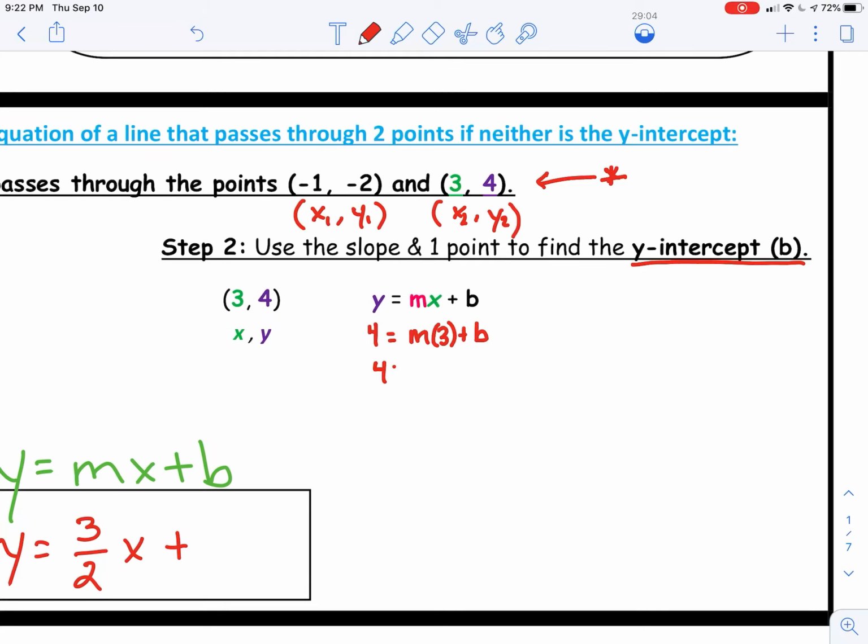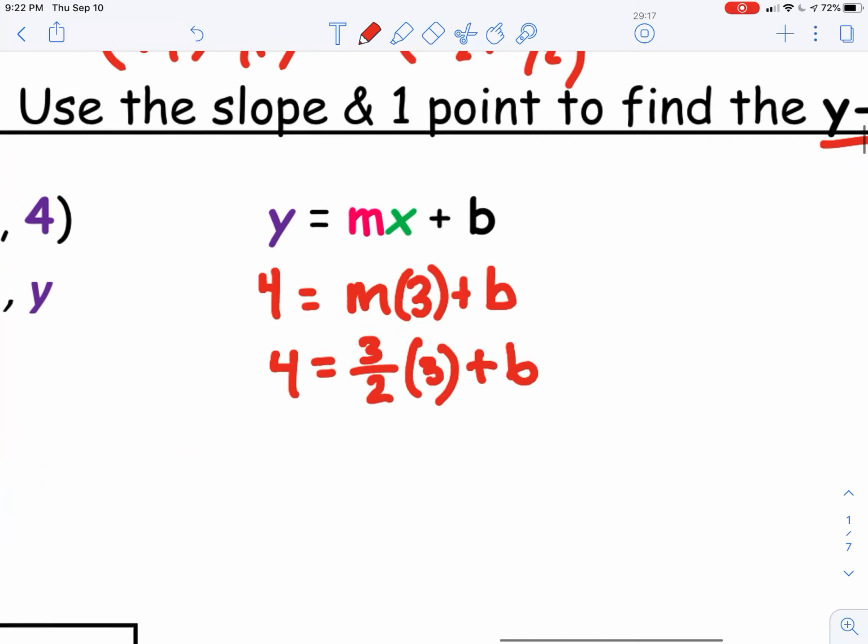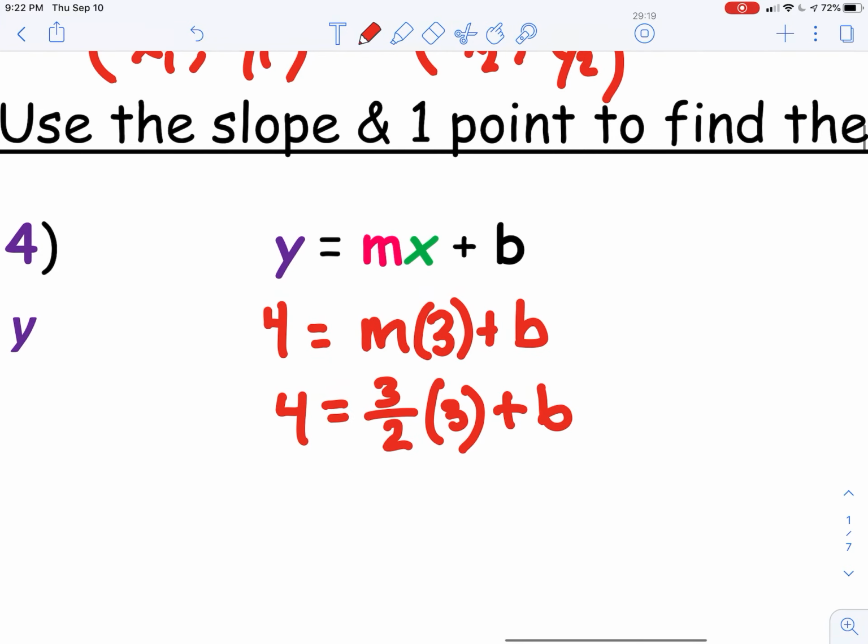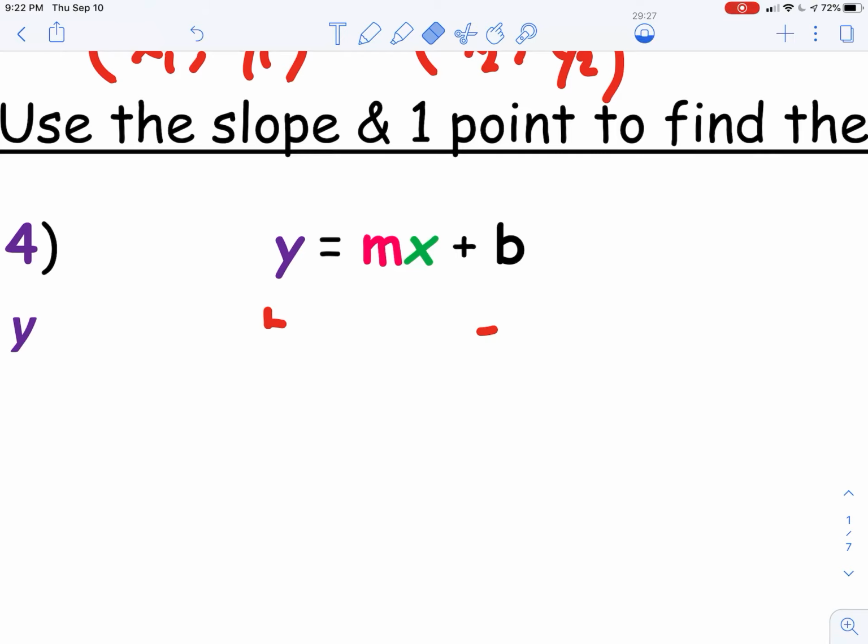And I'm going to multiply this out. I have 4 equals, I need to put my slope back in there. I'll do it right here. 3/2 times 3. I should have put it in up there, but I know if I try to erase it, I'm going to end up erasing the whole thing. I think, let's see if I can do it. Yep, just like I thought. Okay, guys, be patient with me. I'm sorry. 4 equals 3/2.